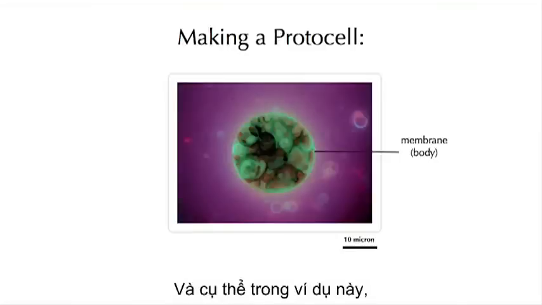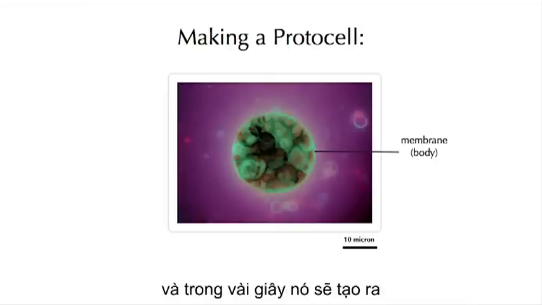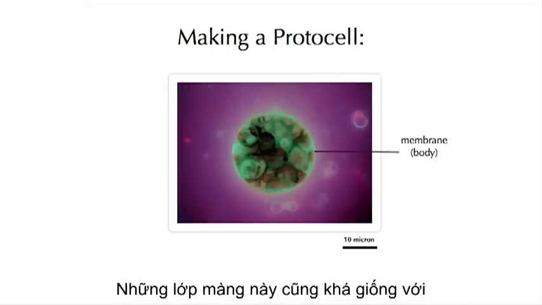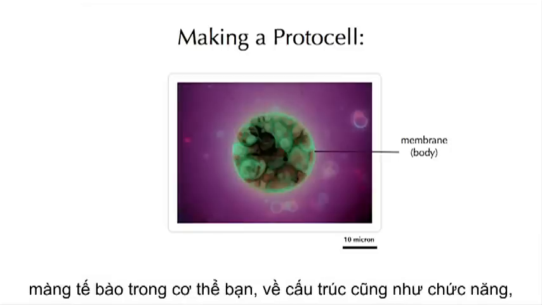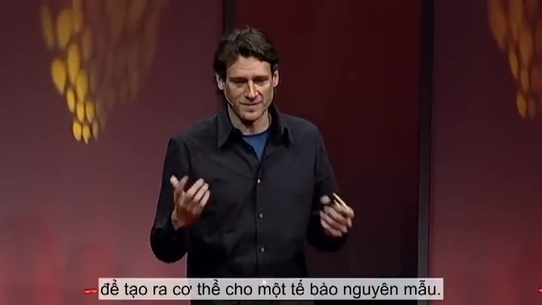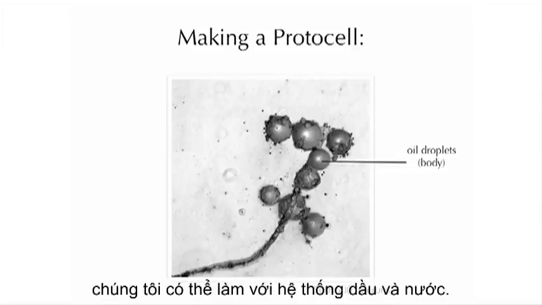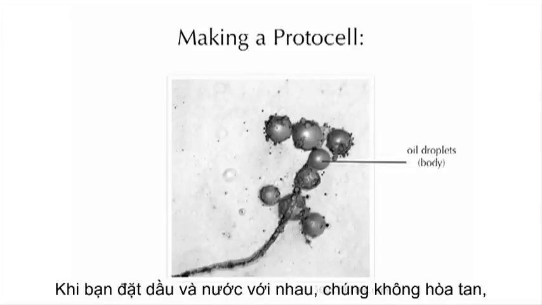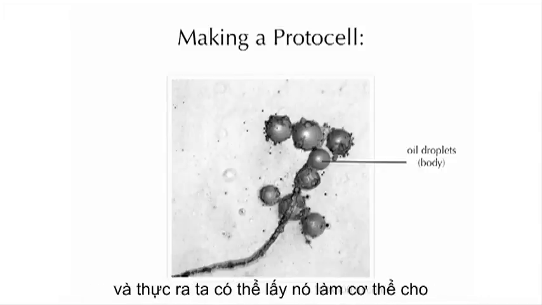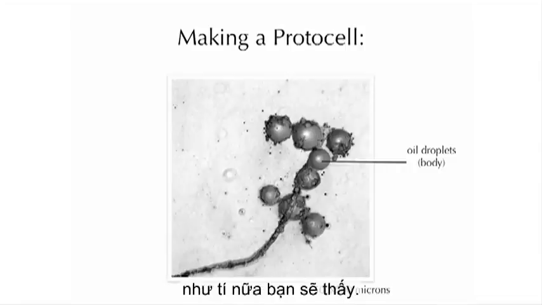And in this particular example, what I took is some membrane molecules, mixed those together in the right environment, and within seconds, it forms these rather complex and beautiful structures here. These membranes are also quite similar morphologically and functionally to the membranes in your body, and we can use these, as they say, to form the body of our protocell. Likewise, we can work with oil and water systems. As you know, when you put oil and water together, they don't mix, but through self-assembly, we can get a nice oil droplet to form, and we can actually use this as a body for our artificial organism or for our protocell, as you will see later.